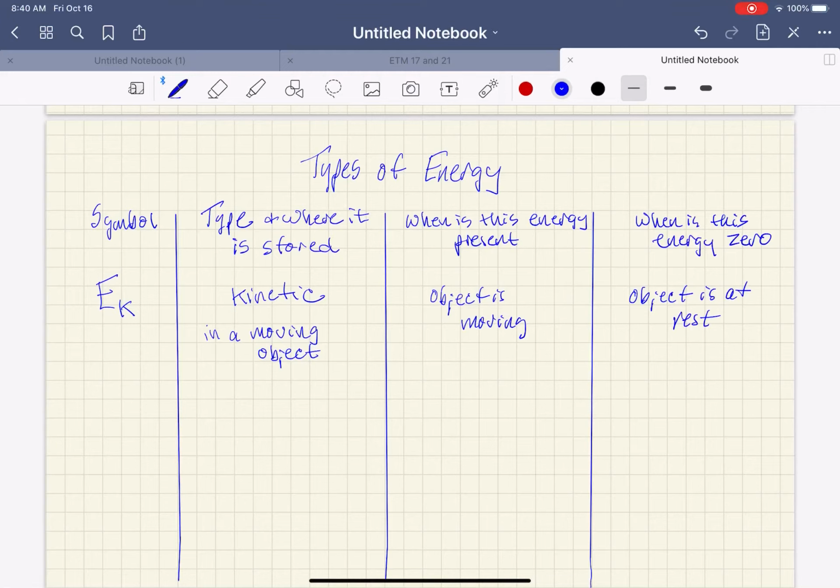So if you look around your room, all the things that aren't moving, they don't have kinetic energy. But as you know, my cat is always moving. So right now, my cat has kinetic energy.